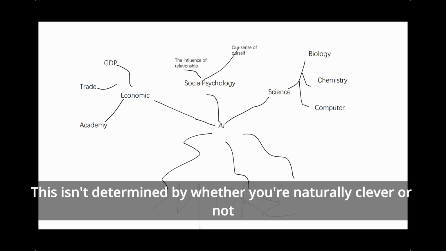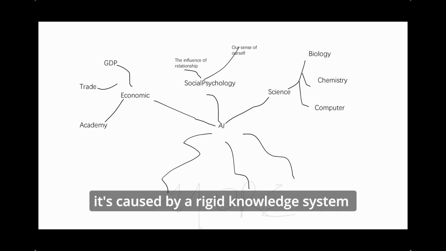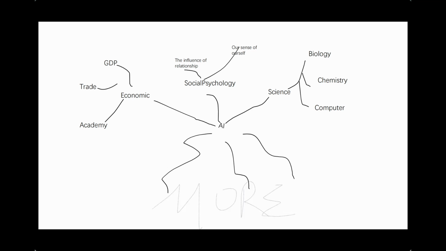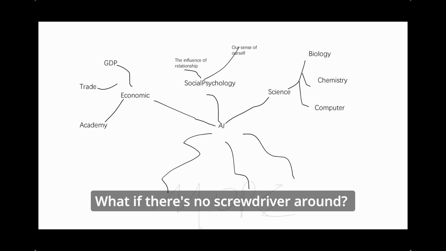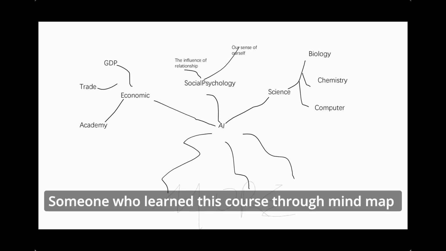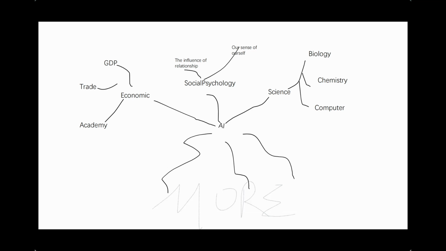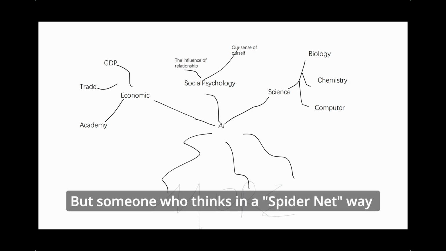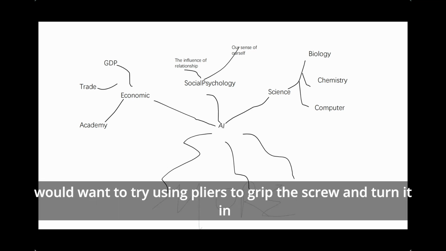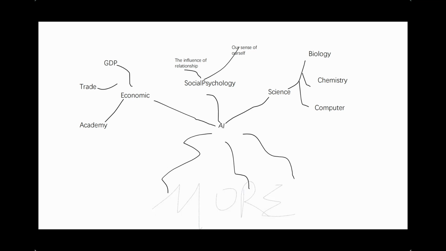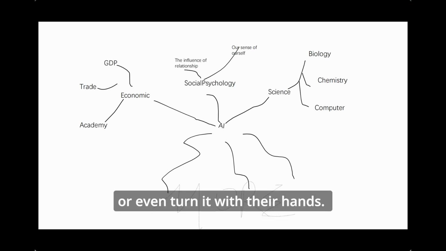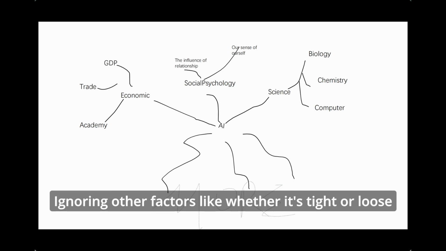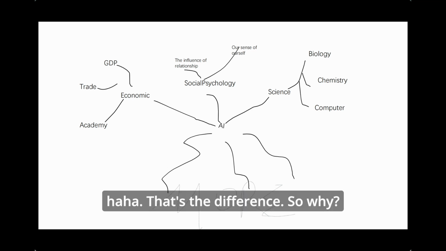This isn't determined by whether you are naturally clever or not. It's caused by a rigid knowledge system. What if there are no screwdrivers around? Someone who learned this course through a mind map would go looking for a screwdriver, but someone who thinks in a spider net way would want to try using pliers to grip the screw and turn it in, or even turn it with their hands, ignoring other factors like whether it's tight or loose.